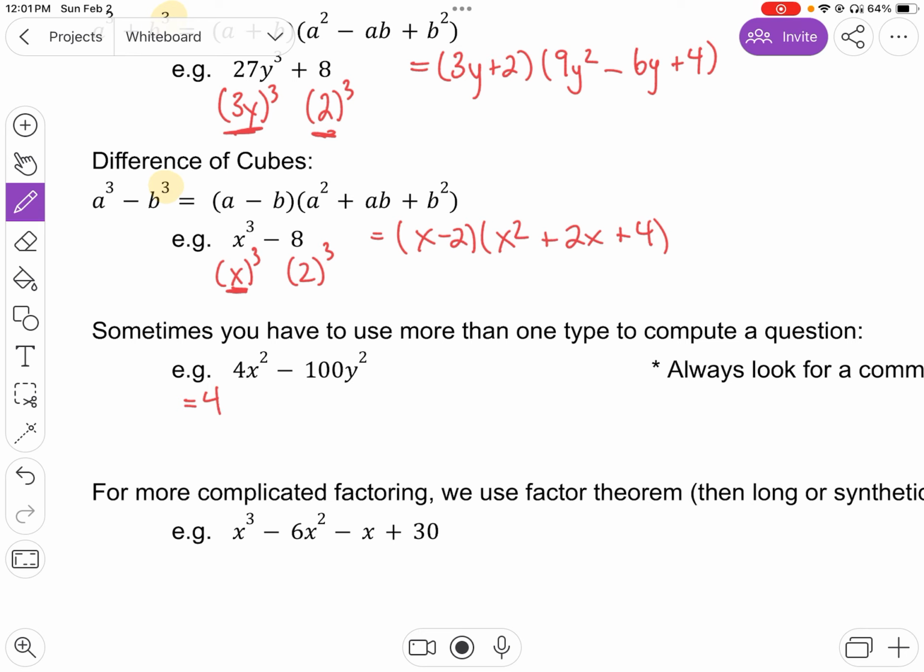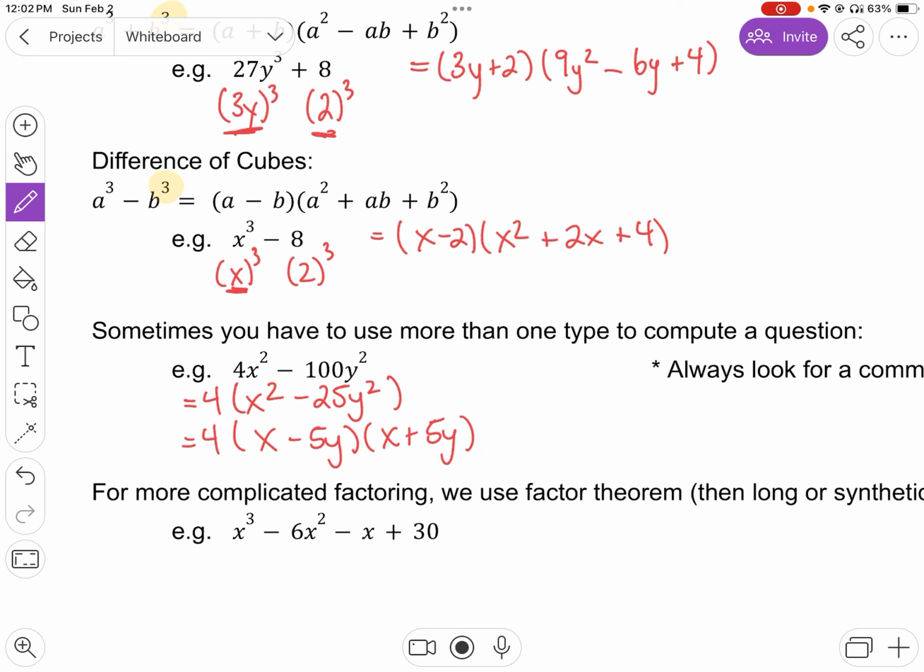So we know that we can take a 4 out, which leaves us with x squared minus 25y squared, and now we see that we have a difference of squares, because within the brackets, that x squared is a square number, and then our 25y squared is a square number. Sorry, I think before I might have said cubes, but I meant to say squares. So we're going to use our difference of squares. So we're going to have x minus 5y in the first bracket, and then x plus 5y in the second bracket.